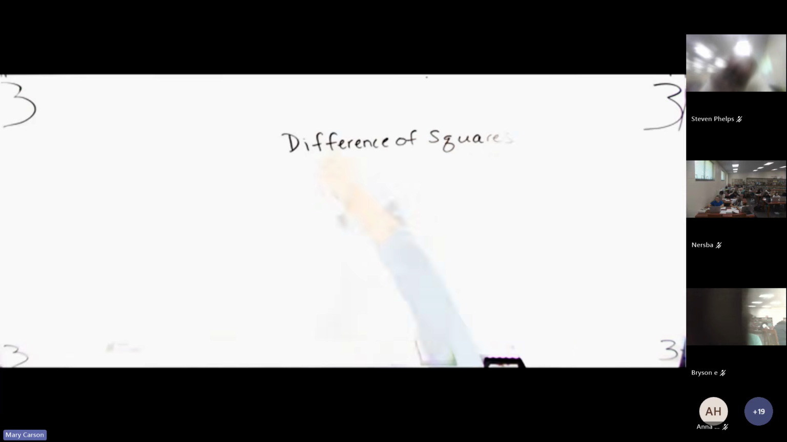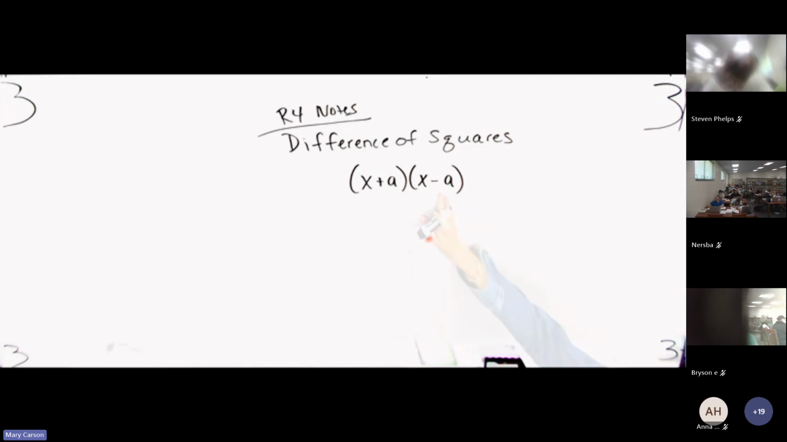So this is your R4 continued. This is still your notes, okay? This is pretty much the last of the R4 notes reviewing. All right, so difference of squares, it's when you multiply two things that are the same and one's a positive and one's a negative, okay? So for example, if I had x plus 3 times x minus 3, that is the difference of squares product.